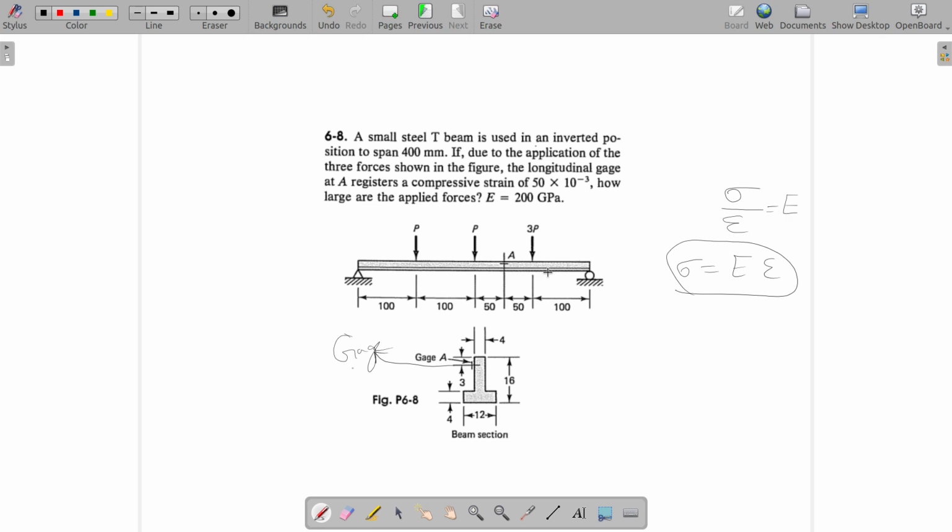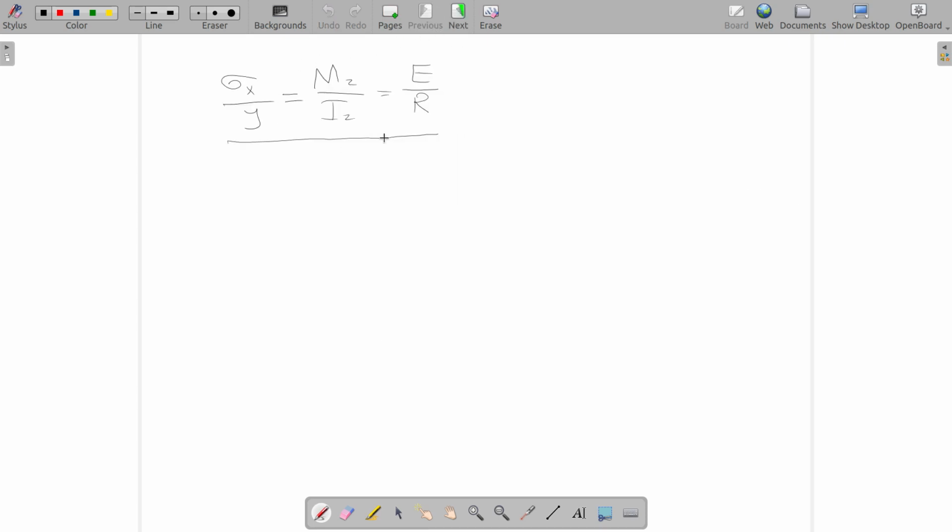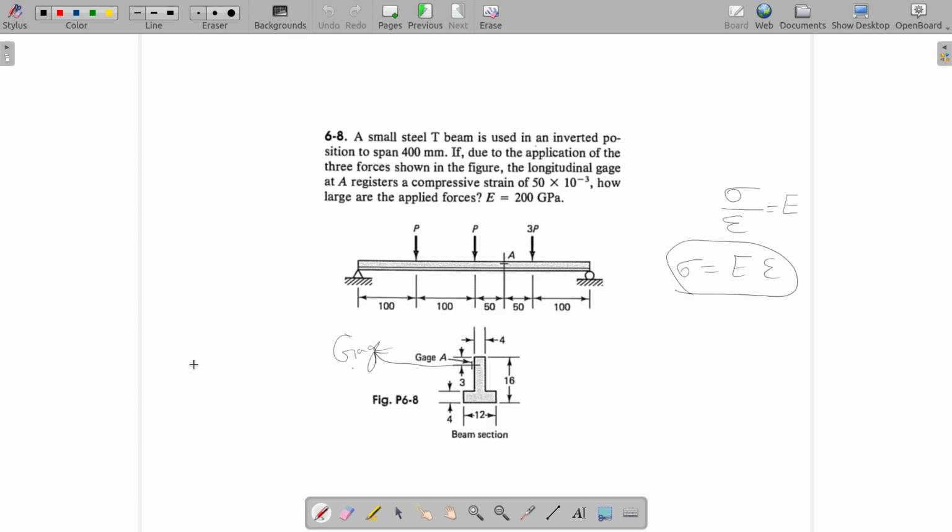So once you have the value of sigma, how do you proceed? So I told you that this particular formula is quite useful. Now let's see sigma by y is equal to M divided by I.